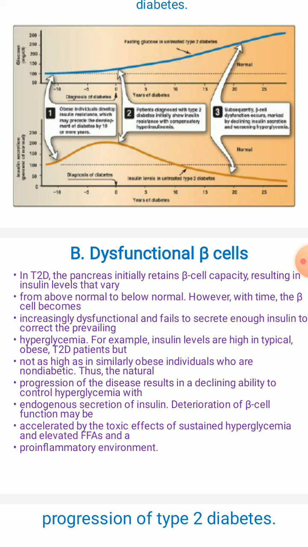So this further ends up in deterioration of beta cell function, which can be accelerated by the toxic effects of sustained hyperglycemia, as well as elevated free fatty acids and a pro-inflammatory environment. So these are all the factors which play a very important role in causing dysfunction in the beta cells, or deterioration of the beta cell function.